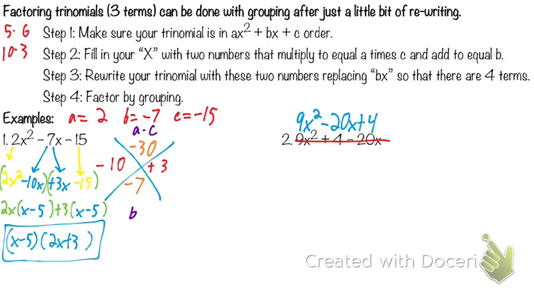Otherwise, it will not work out. If you have the wrong A, B, and C, you're going to have the wrong sides of your X, and you're wrong everything. So what's my A, B, and C now?